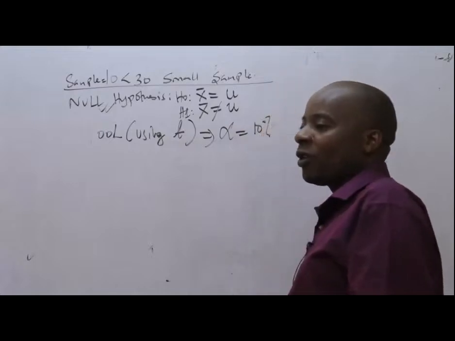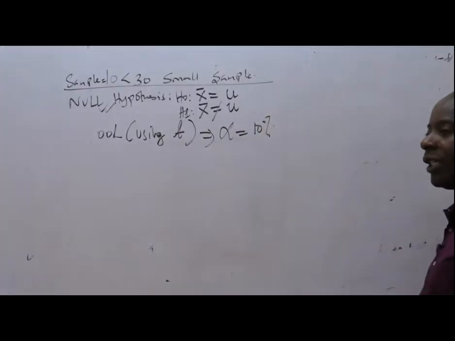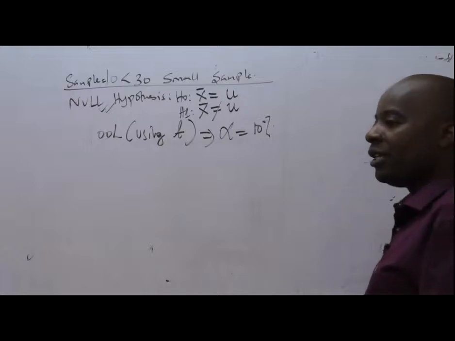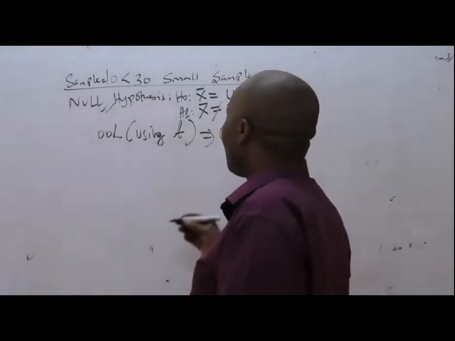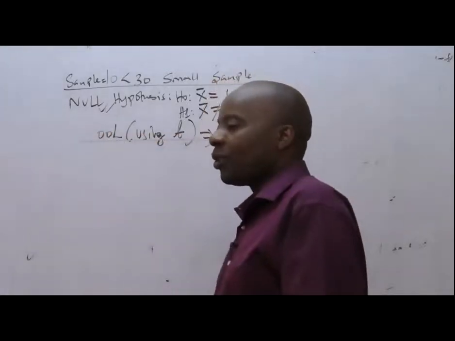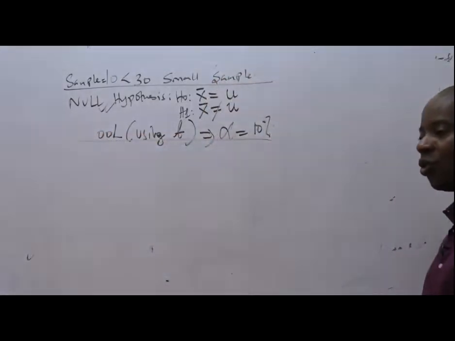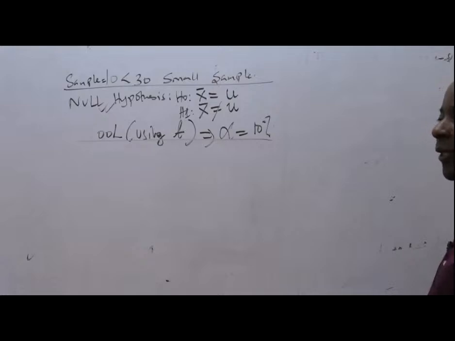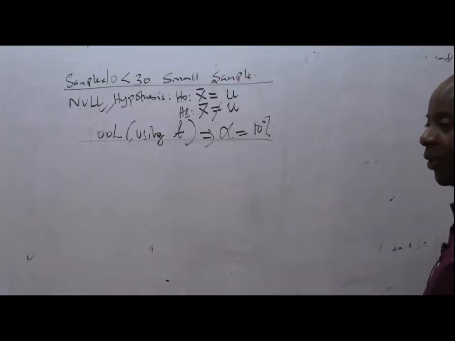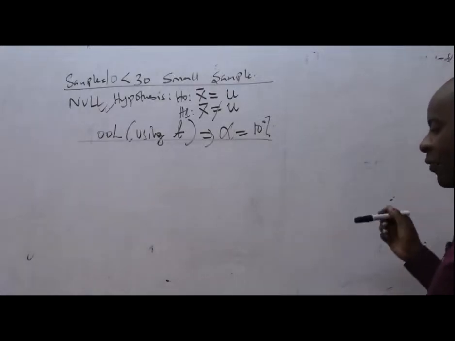10% alpha level. 10% significance level. So alpha equals who? Alpha equals 10%. So here they haven't given us, we are just assuming. Simply say assumed alpha is 10%.